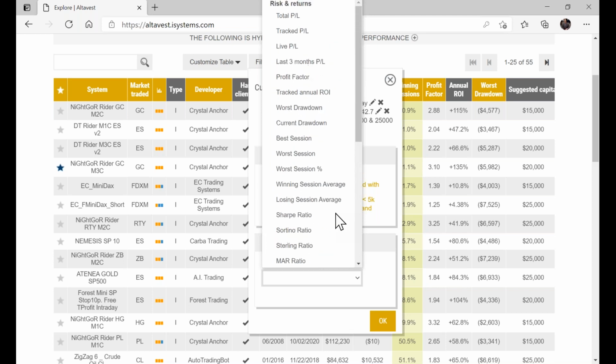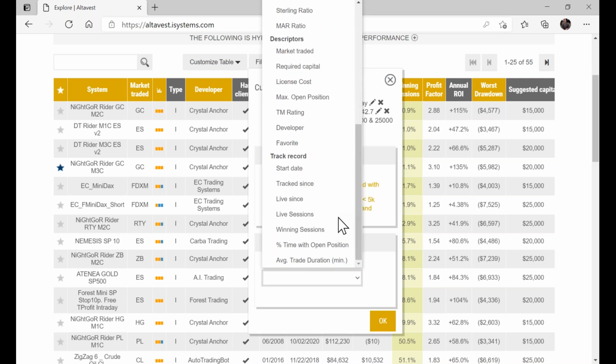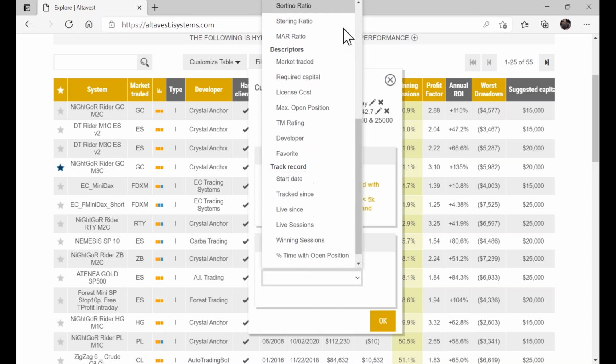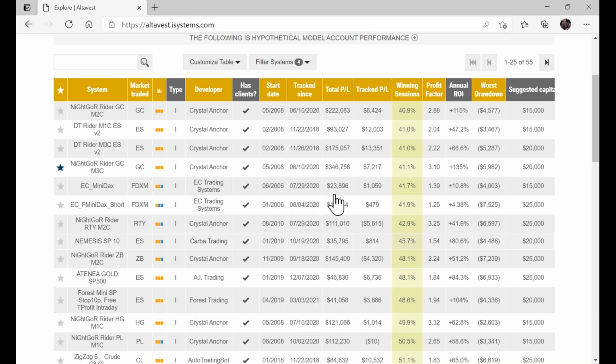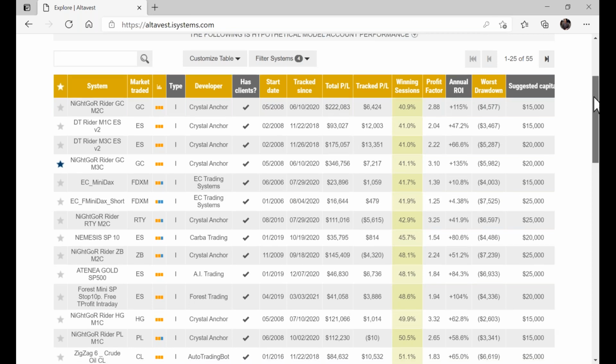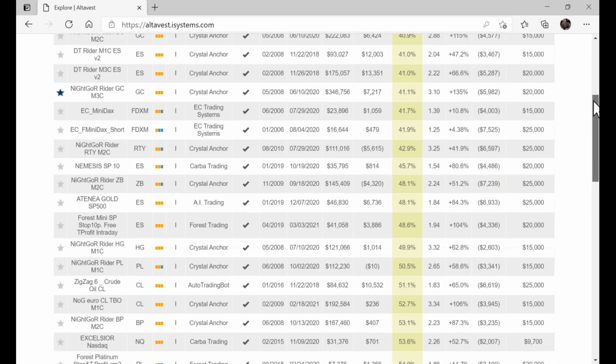Perhaps you're looking at a certain historical performance, whatever it might be. So I could go on and on, but we've got more to get through, and I just wanted to give you a demonstration of how to actually filter and use that tool. So you just click OK, and you'll see you have 4 filters running, and now you've got a total of 55 systems that meet all the criteria listed here.